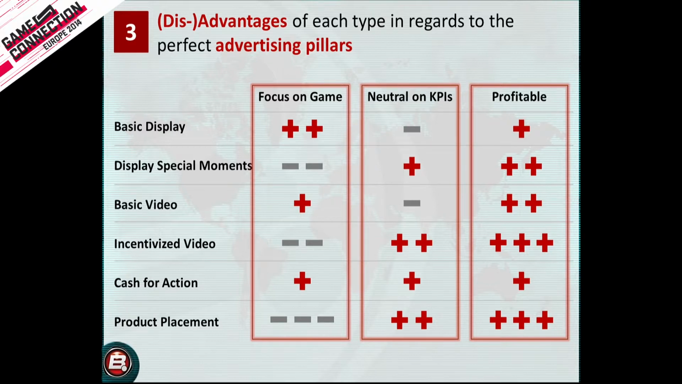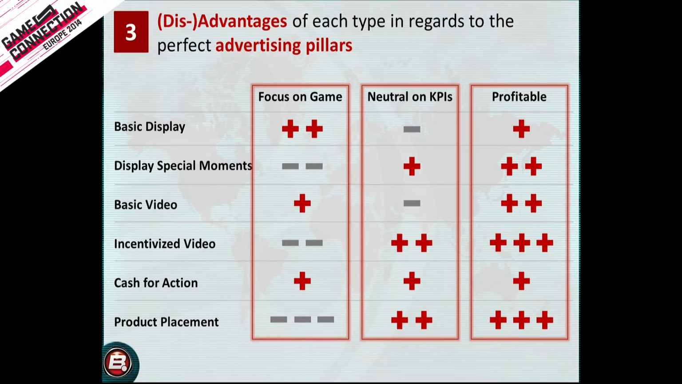Whenever we come to special display or incentivized videos, which I love a lot, or product placements, these make sense when you have a little bit more users. For example, for incentivized videos, if you have roughly 30,000 daily active users and you follow the best practices of implementing it correctly, so that out of these 30,000 users you make a lot of impressions, then this can work. Below that amount of daily active users, I wouldn't go with it.